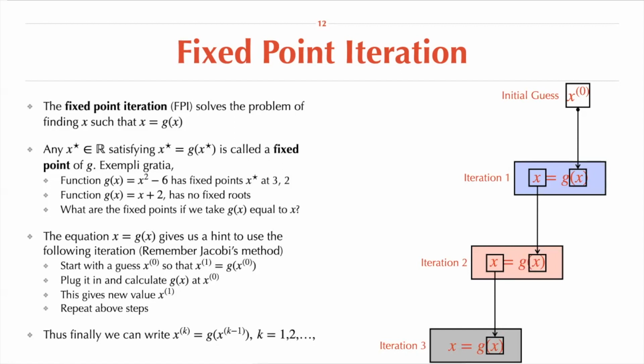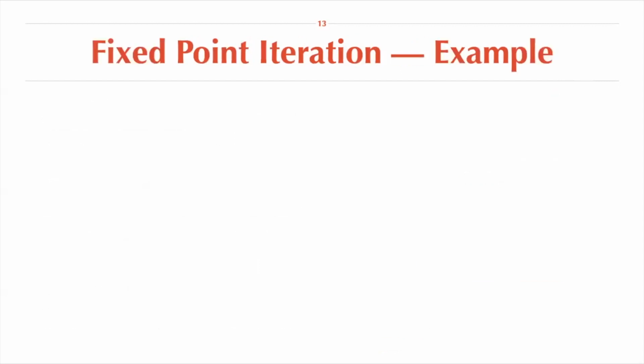Okay, so this is what you do. Let me now give an example of the fixed point iteration. Consider this function as an example: f(x) = e^x - sqrt(x) - x. In this case, it is easy.